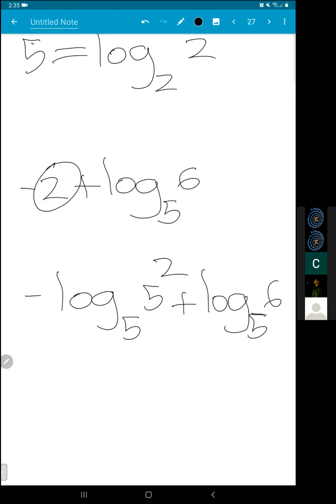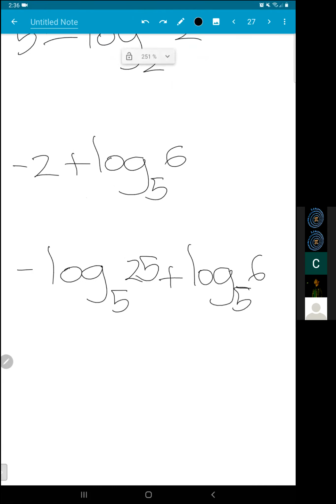The 2, I made it a power of 5. In other words, you can do it actually by just thinking of powers of 5. Log 25 base 5, what should I raise 5 to get 25? 2. And you can leave the negative sign outside so that you can just put it on the denominator after. So we now have a single logarithm.